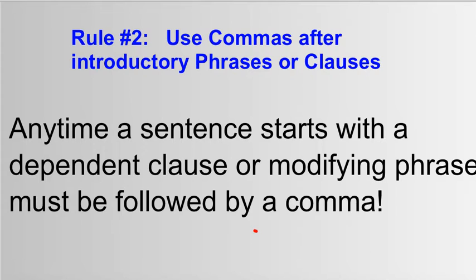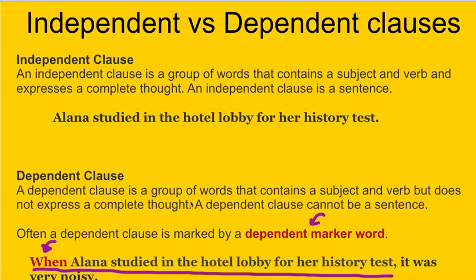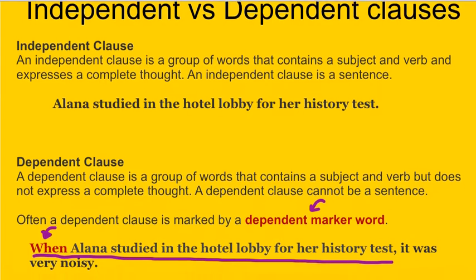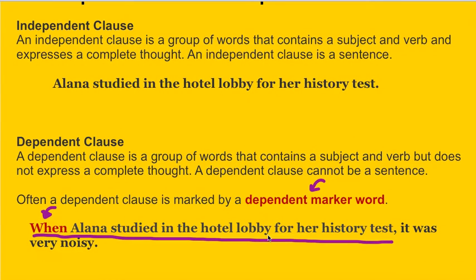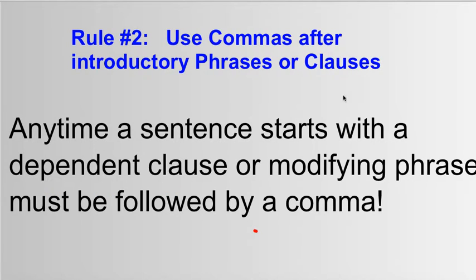We talked about them in an earlier video, but we want to make sure we understand that a dependent clause is a group of words that contains a subject and a verb but does not express a complete thought. So here was the clause we looked at: when Alana studied in the hotel lobby for her history test. That is a dependent clause. It started with that dependent marker word that I talked about in video number 1. So anytime you have that or a modifying phrase, then it has to be followed by a comma.